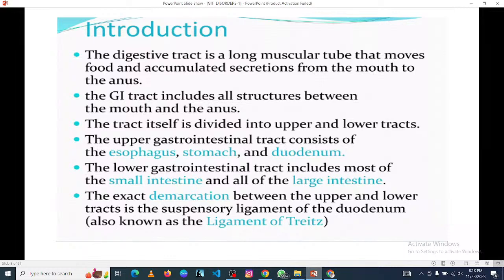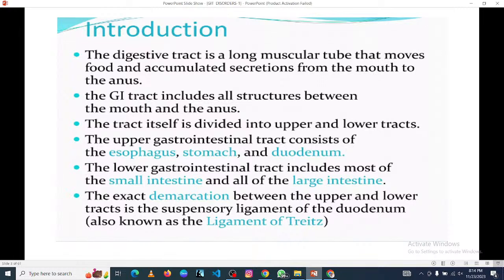and we've seen that the digestive tract is a long muscular tube that moves food and accumulated secretions from the mouth to the anus, the anal region. The GI tract includes all structures between the mouth and the anal region, and the tract itself is divided into upper and lower. The upper gastrointestinal system is where we have the mouth, the esophagus, the stomach, and finally the duodenum.